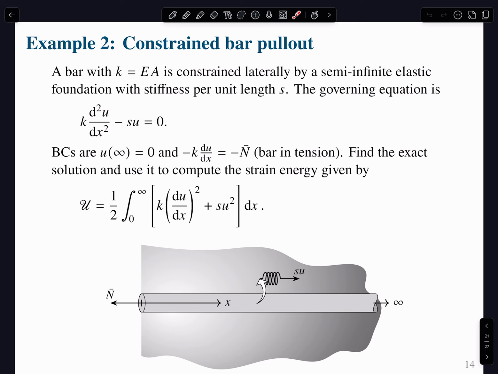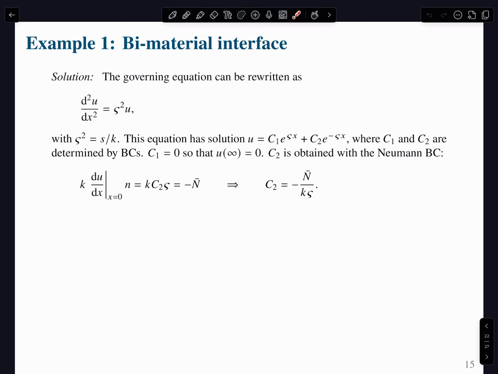So again, that S, and we're going to see the difference between the values of S compared to the value of K. Remember, K is my axial rigidity of the bar, and S is my spring that I'm using to constrain the bar. And we are going to see how that ratio plays in the solution of this problem. Well, we can rewrite the differential equation in this form, right?